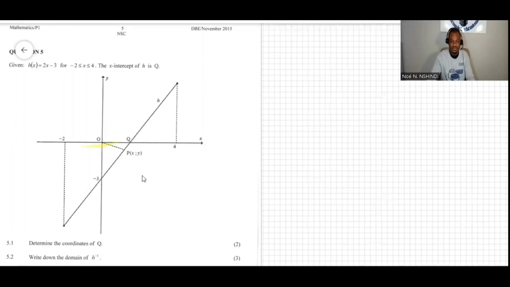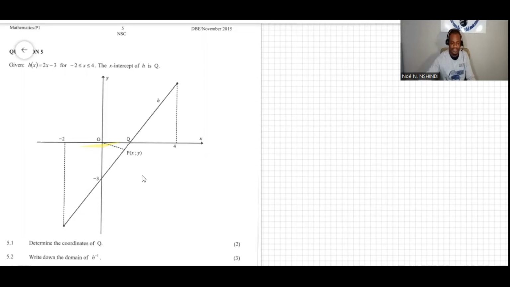We have a question here, question 5. The question says, given h of x is equal to 2x minus 3 for -2 less than or equal to x less than or equal to 4, the x-intercept of h is q. Okay, and then question 5.1.